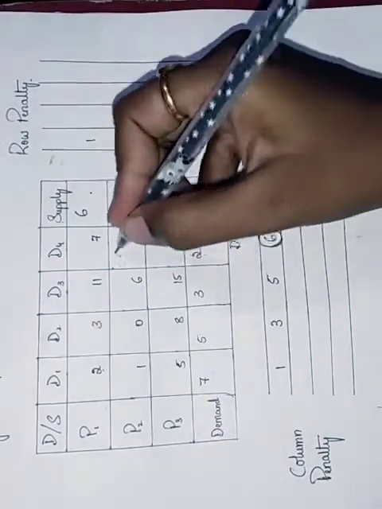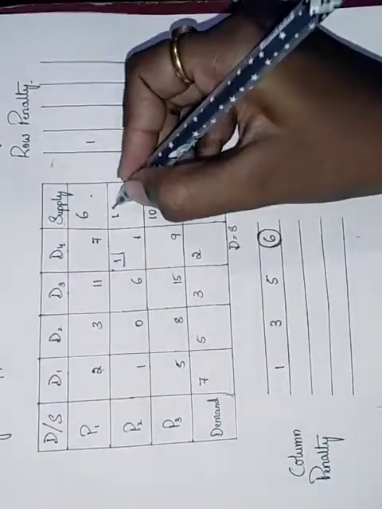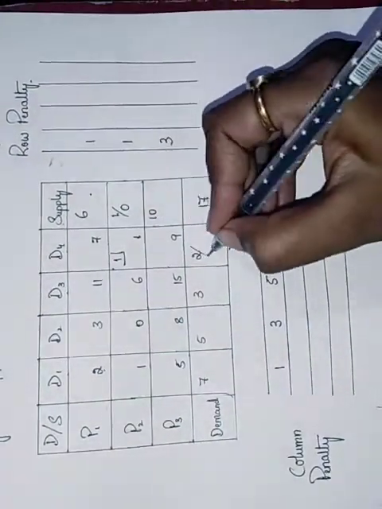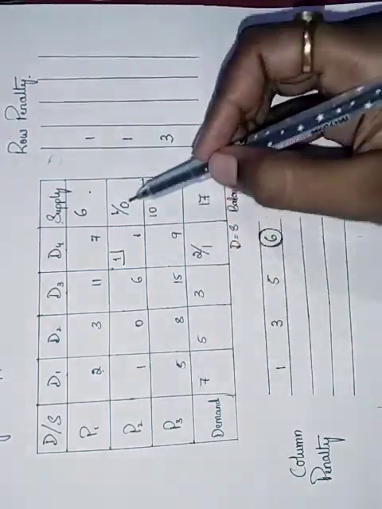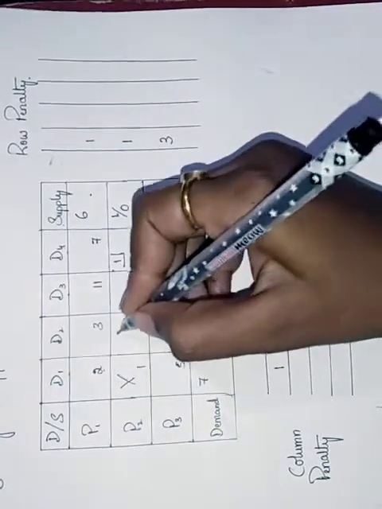In the D4 column we have to select the cell which has the least cost. Among 7, 1 and 9, 1 has the least cost. So first we need to allocate to this cell. Now compare the supply and demand. Supply is 1 and demand is 2, so I can supply 1 unit. Supply becomes 0 and the demand reduces to 1 unit. As supply has become 0 for plant 2, I cannot allocate further to plant 2.